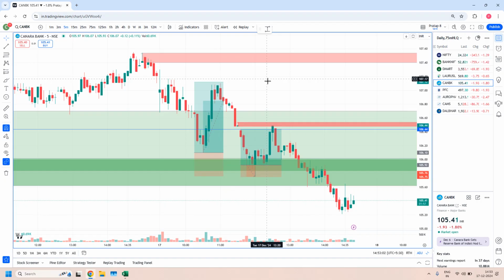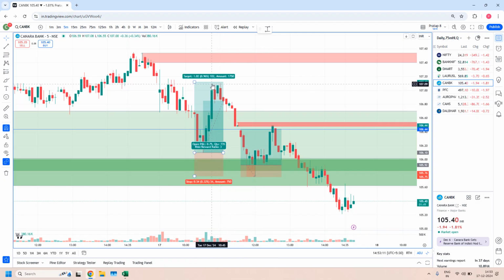And many of you, some people who are happy with 1:3 RR, will exit their trade here. Somewhere near reaching 1:3 RR, maybe a few paisa before, because this is a 100 rupee stock, maybe 1 or 2 paisa before, you will exit the trade and book the profit. Those who aim for 1:3 RR.